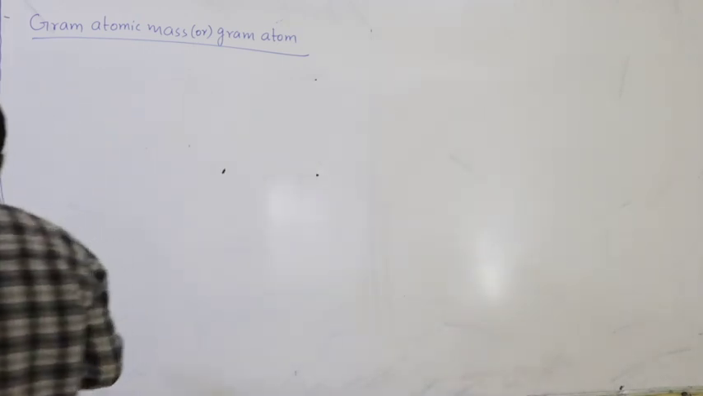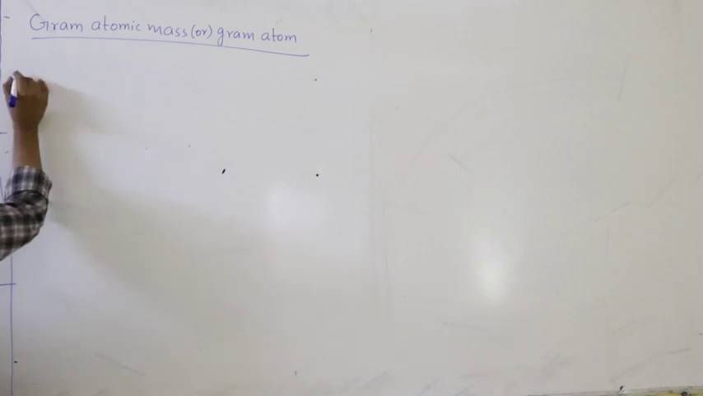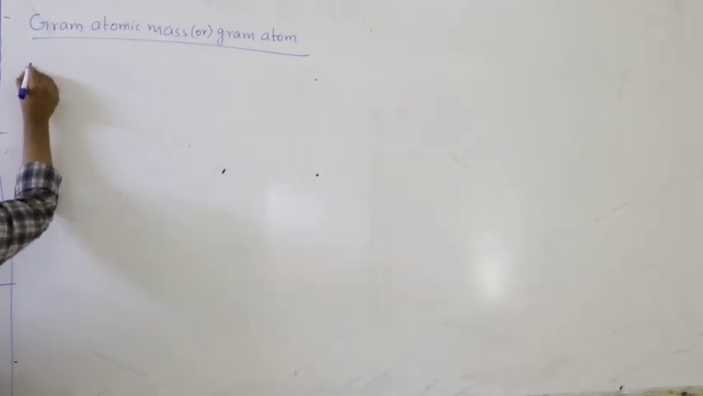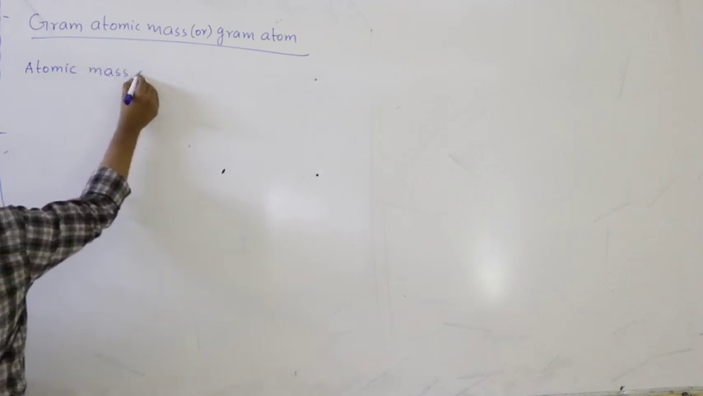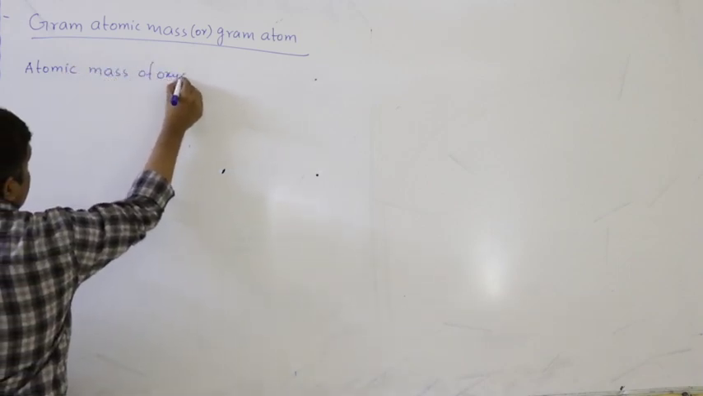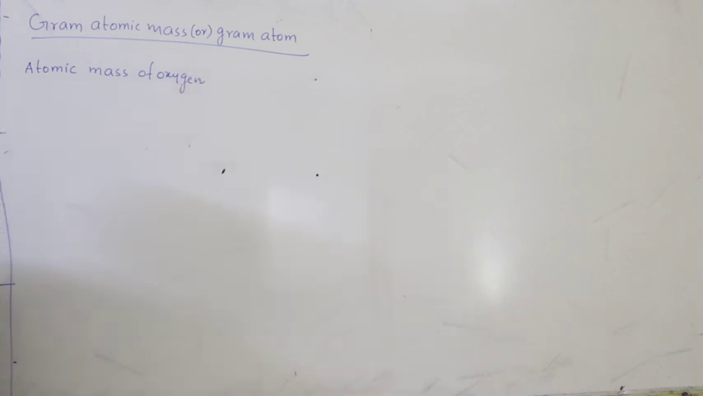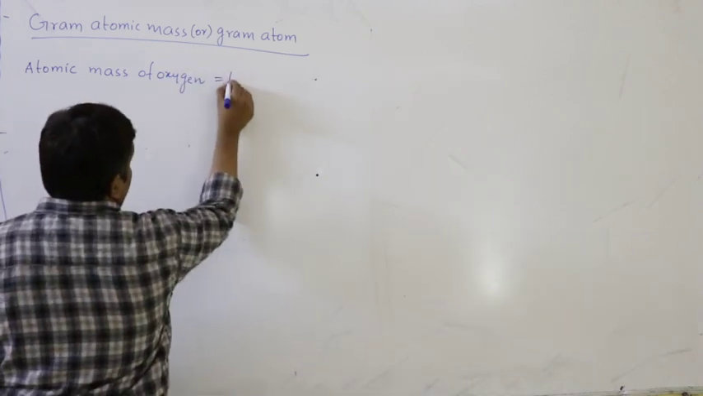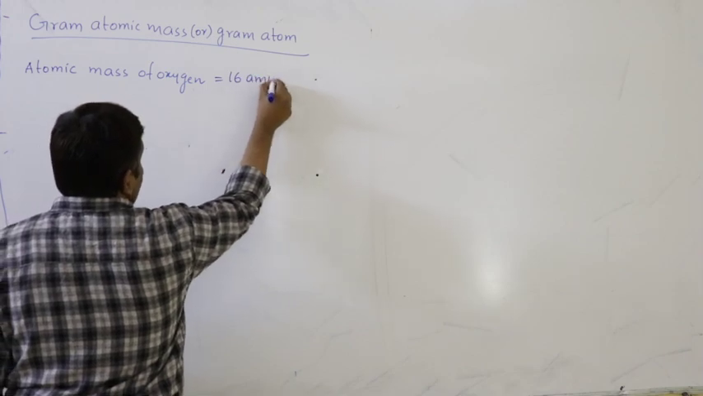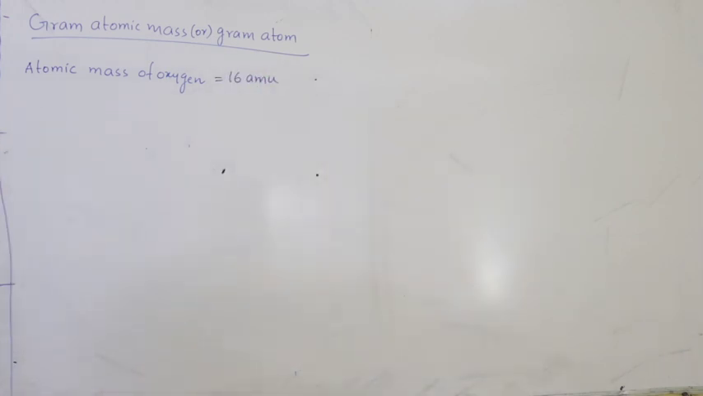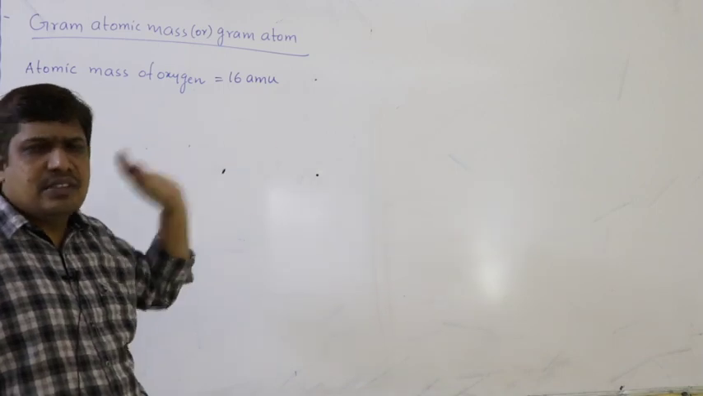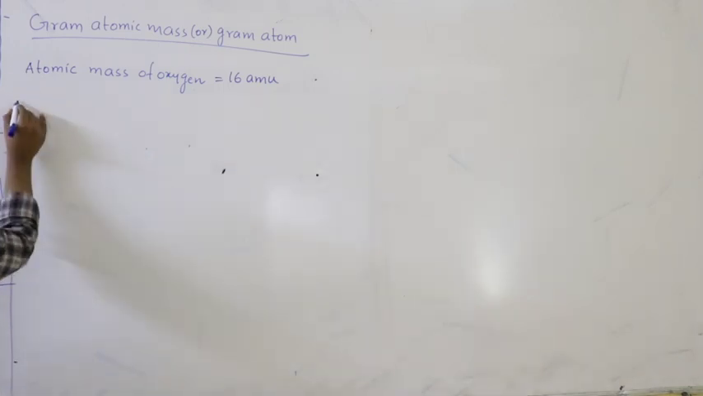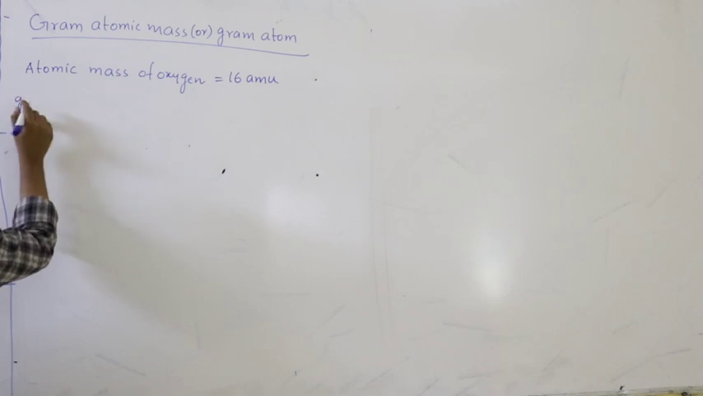So, let us see one example of 1 gram atom. For example, atomic mass of oxygen is 16 or 16 AMU. This is what we know. If you express this numerical value in grams, I am adding the units, I will just write grams. Then it becomes gram atomic mass.